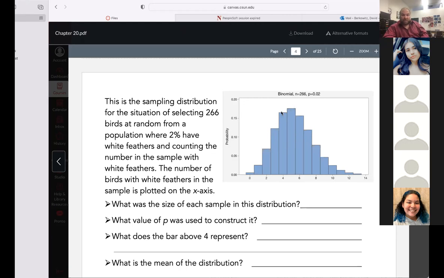And this is the likelihood of getting every result from 0 up to 266. You can have 0 of them have it. You can have 1 of them have it. You can have 2 of them have it, 5 of them, 6 of them, 7, and so on. So we're claiming that 43 of them had it. Where is 43 on this graph?